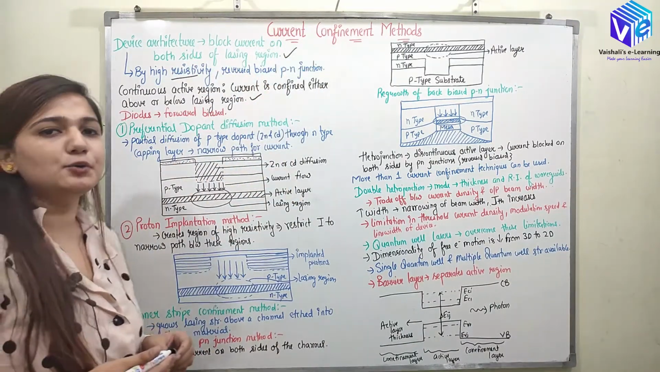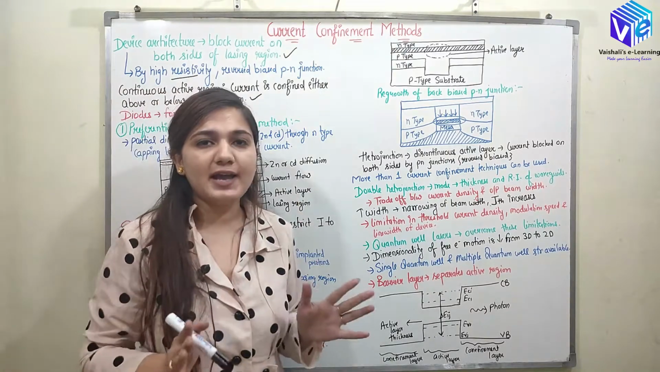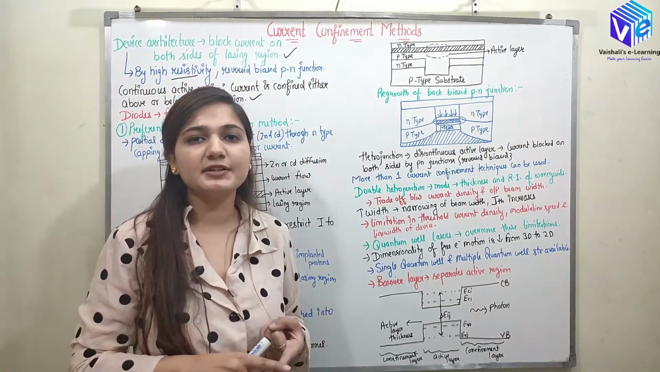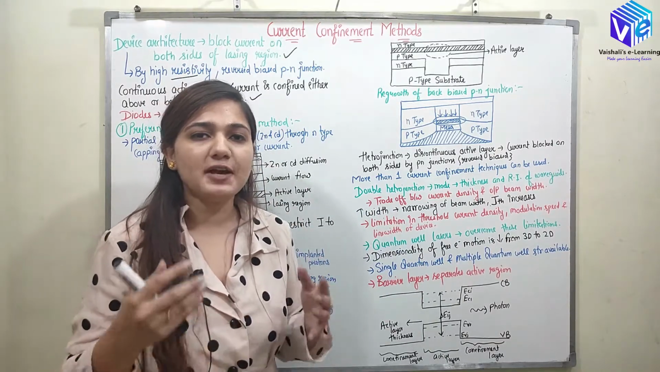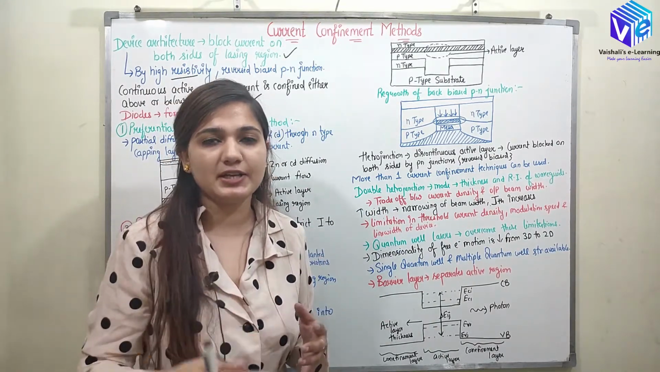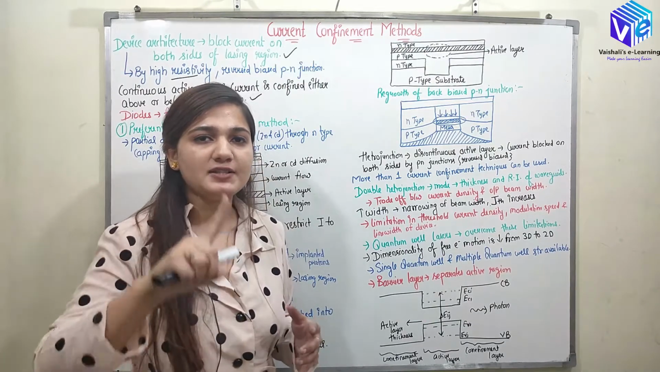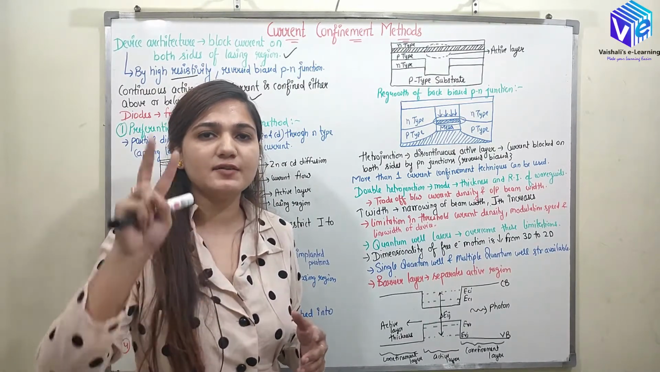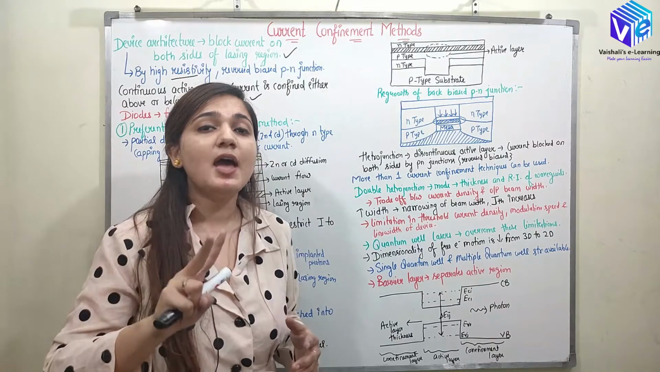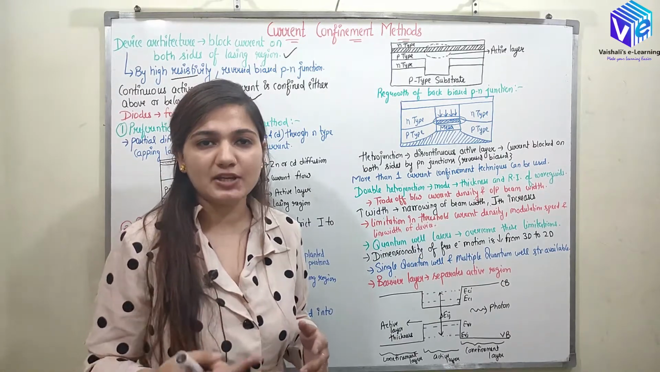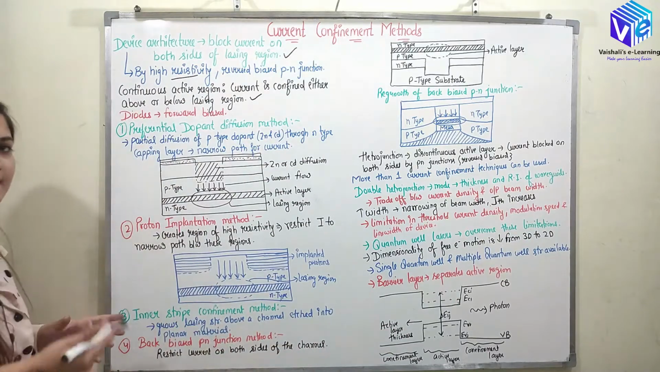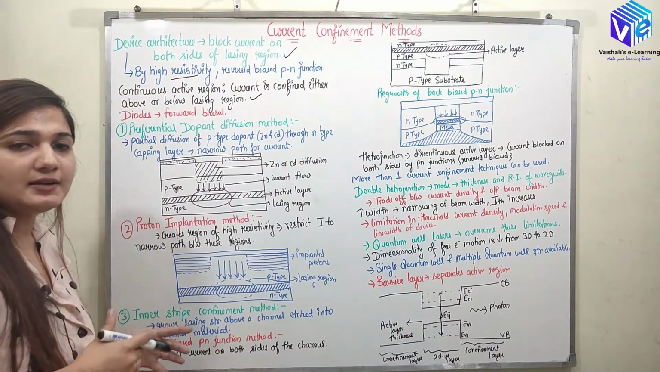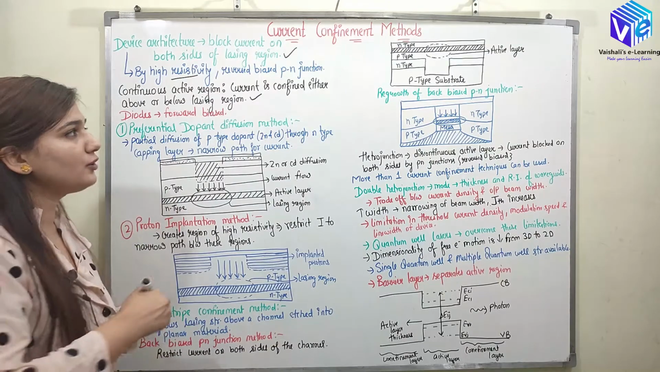And how can I do that? If I have to confine the current, I have to either increase the resistivity. Current cannot travel from the location where we have high resistivity. So for confining the current, the first thing we can do is to increase the resistivity, or second, we can have the reverse biased PN junction by which I can confine the current. Both of them are really interesting techniques to confine the current just above or below the active region.